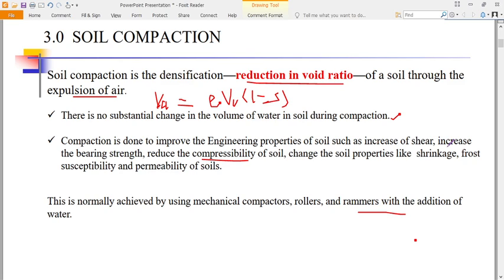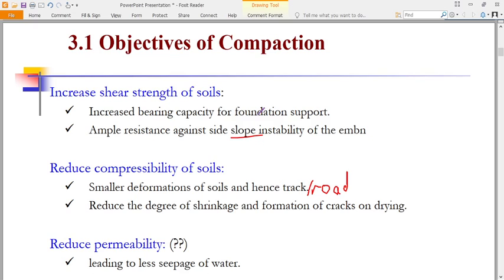Two, to provide ample resistance against side slope instability of the embankment. When you are compacting, you are forcing the particles into a close interlock. Slope stability is a function of the angle of friction, and the angle of friction increases with an increase in what?